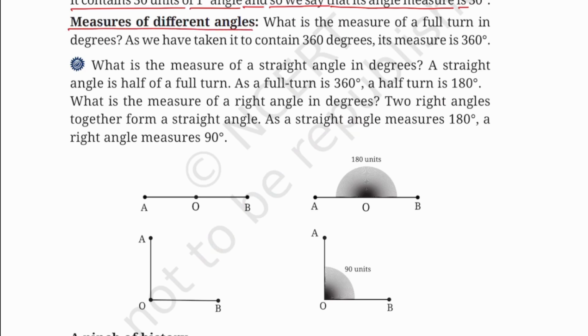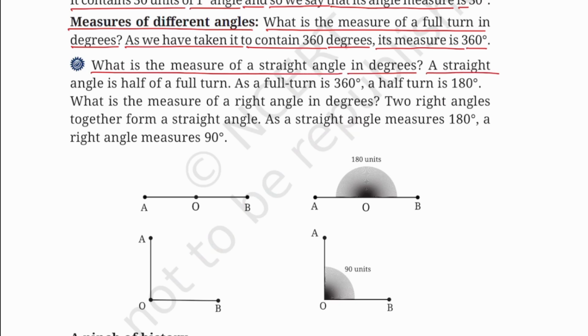Measures of different angles. What is the measure of a full turn in degrees? As we have taken it to contain 360 degrees, its measure is 360 degree. What is the measure of a straight angle in degrees? A straight angle is half of a full turn. As a full turn is 360 degree, a half turn is 180 degree.